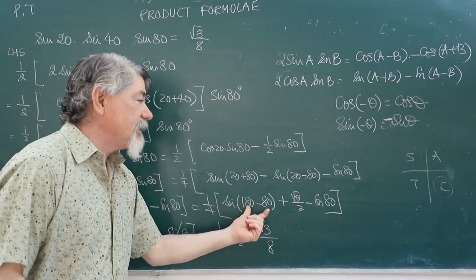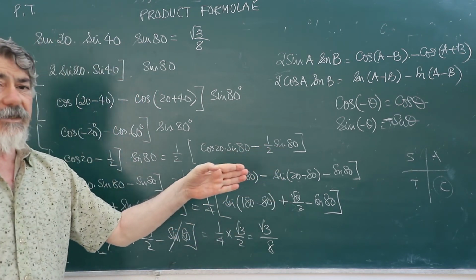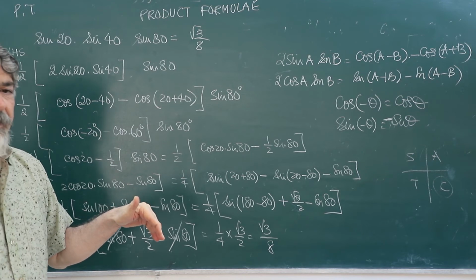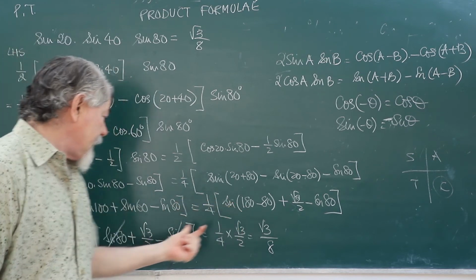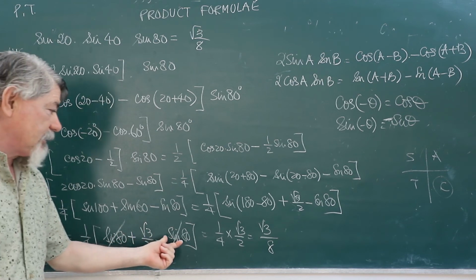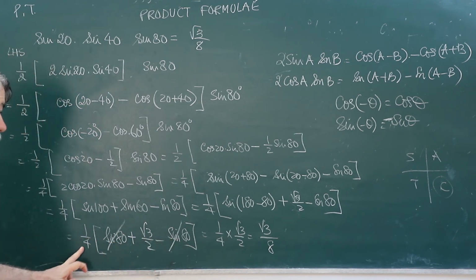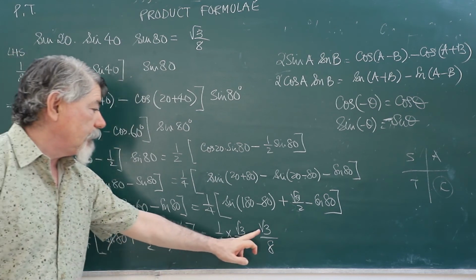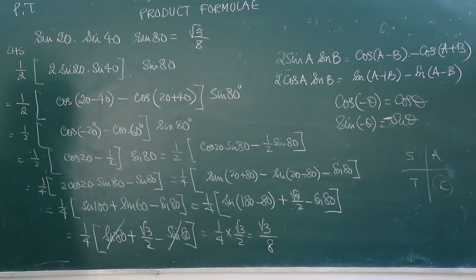Sin 180 minus 80 will come into the second quadrant. In the second quadrant, sin is positive, so it will remain sin 80. It is minus sin 80. Both will cancel with each other. 1 upon 4 into root 3 upon 2 will give you root 3 upon 8.